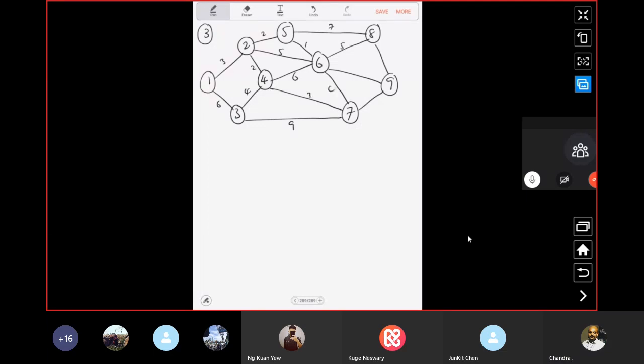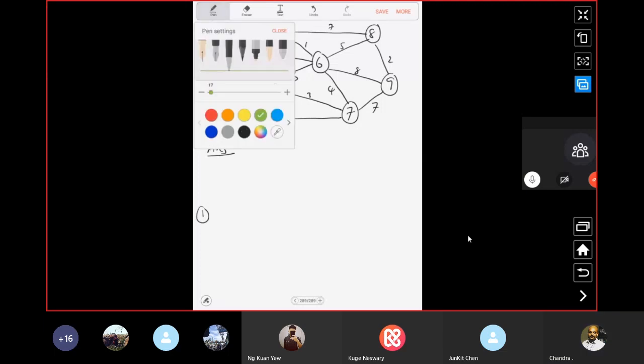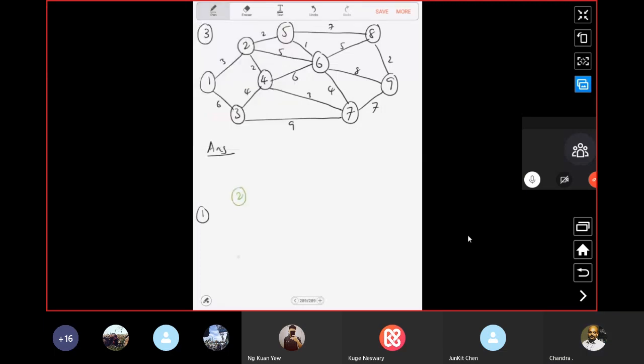Seven. Okay, let us answer this. What we have to do first, put the first node and then choose the nearest node to the first node. That would be 2 and 3. Find the route which is connecting to the first node. In this case, the only route is this. Therefore, this is the shortest route.